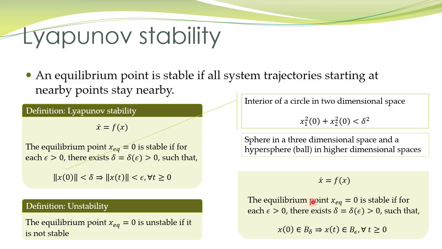So if we describe the same definition in our new terminology, that is ball, we have this statement of Lyapunov stability. The equilibrium point at origin is stable if for each epsilon greater than 0 there exists a delta greater than 0, such that the trajectories starting from within the interior of this ball stay inside the interior of the ball with radius epsilon for all future times. If that is the case, then the equilibrium point will be stable. This mathematical expression is exactly the same as written over here, just in another notation.